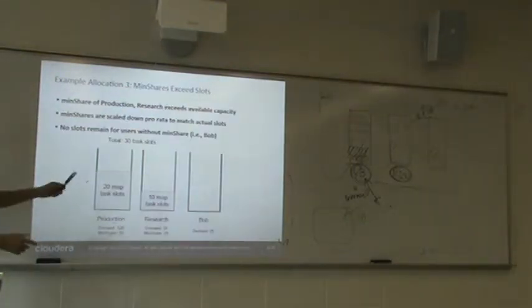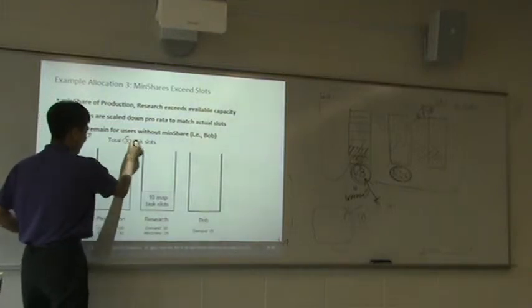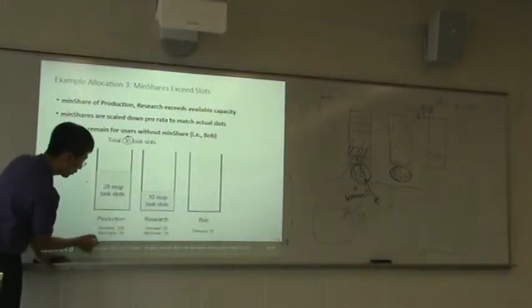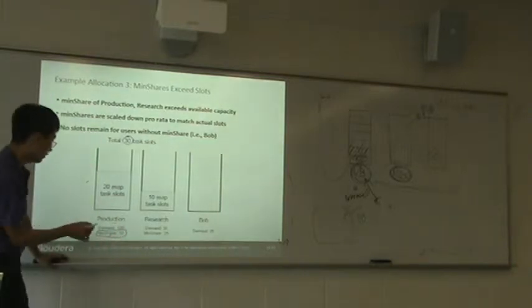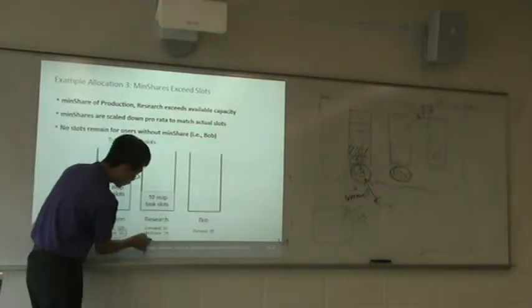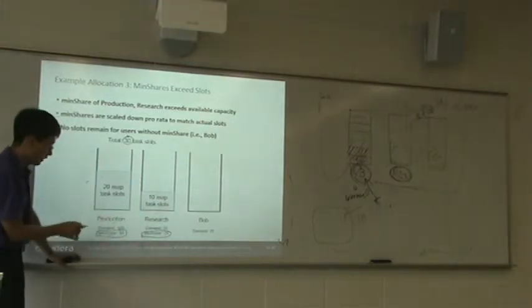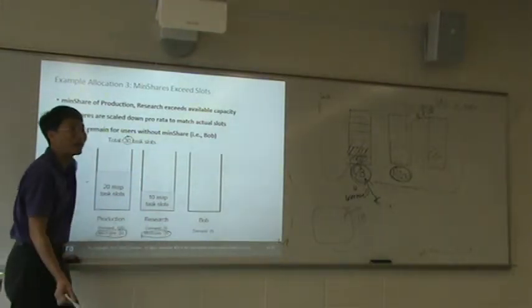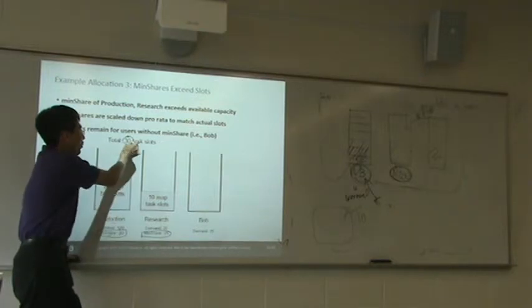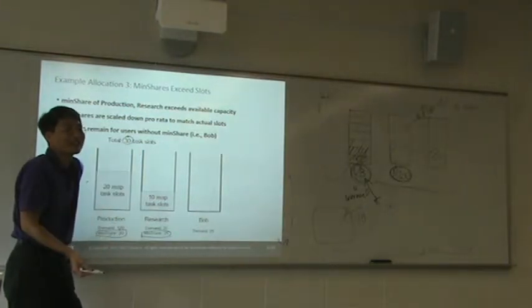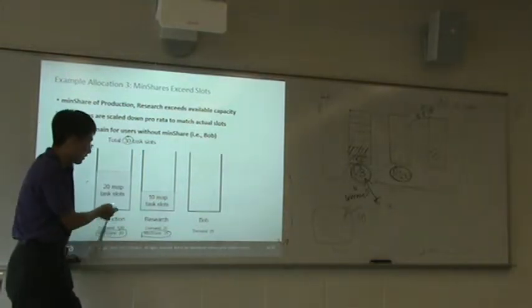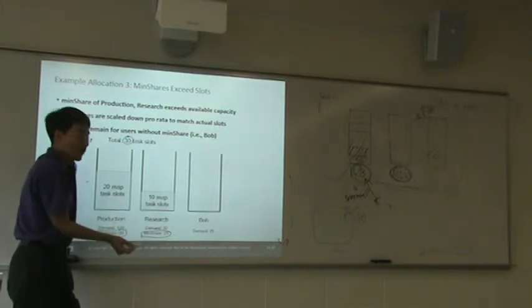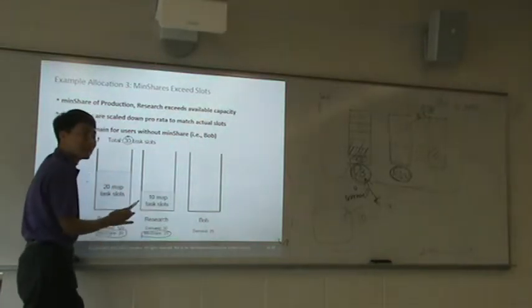So this is another case. We have 30 tasks total, and the minimum share is 50. The demand is 100. The other minimum share is 25. So in total, we need at least 75. So what do we assign to this one and this one? Assign half and half?